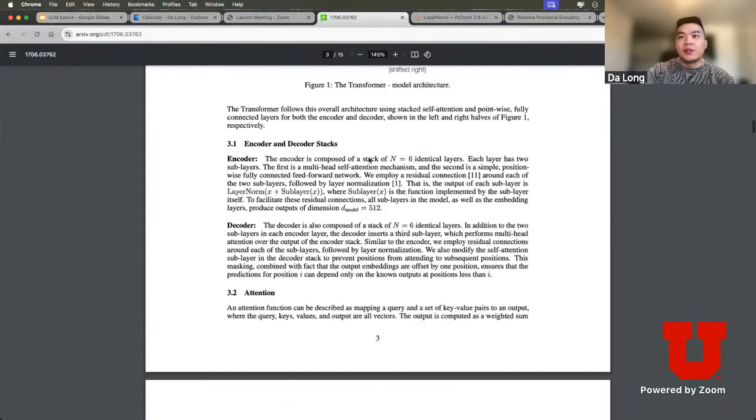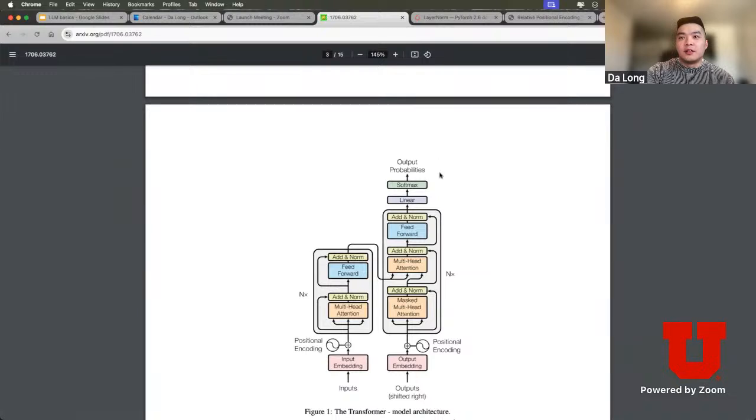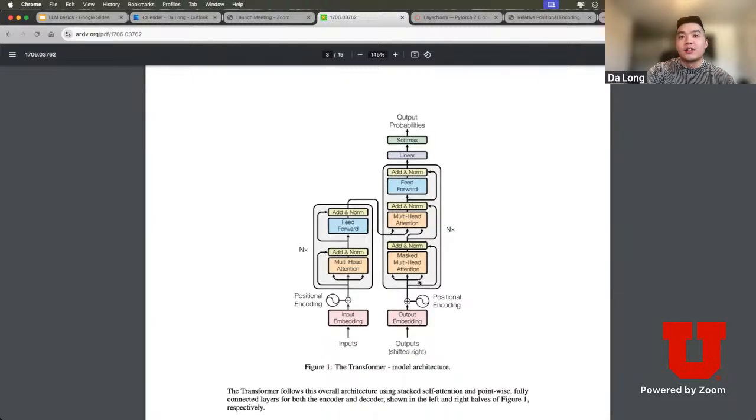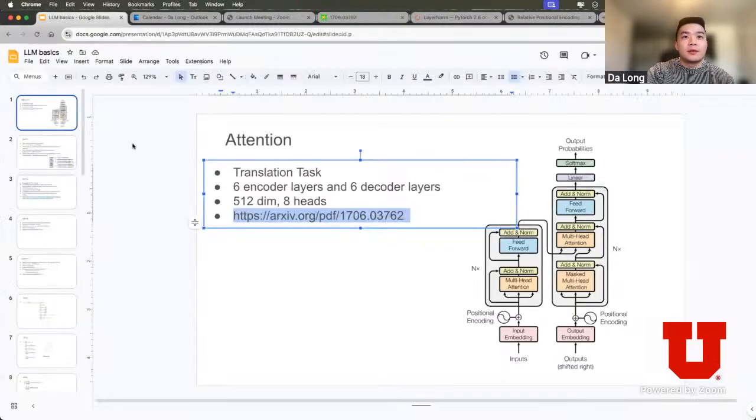And in this paper, they didn't discover the potential of the transformer. So they just applied it to a translation task. It's a sequence to sequence prediction. And yeah, they use a 512 dimension and 8 heads, 6 encoder layers and 6 decoder layers.